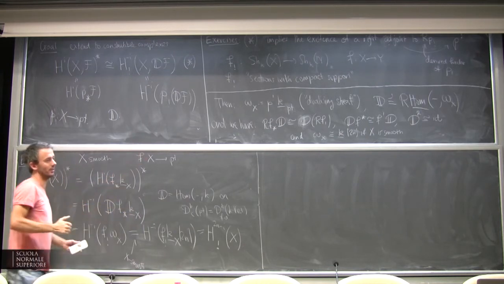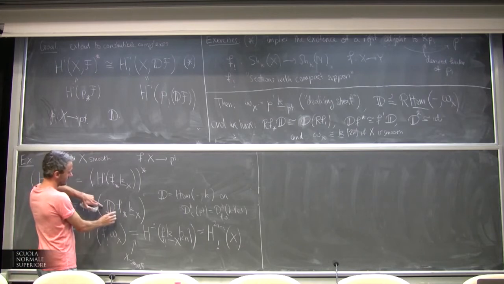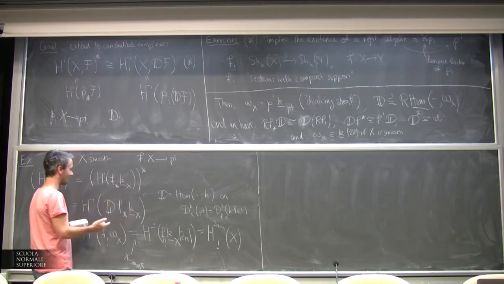So how did we get from H i to H negative i? Just because if you think about taking a complex of vector spaces and then taking its dual, you put the right script H. Yes, but this is another point.